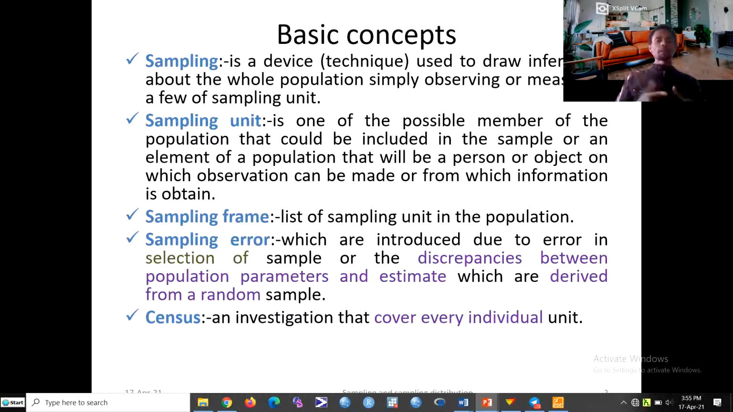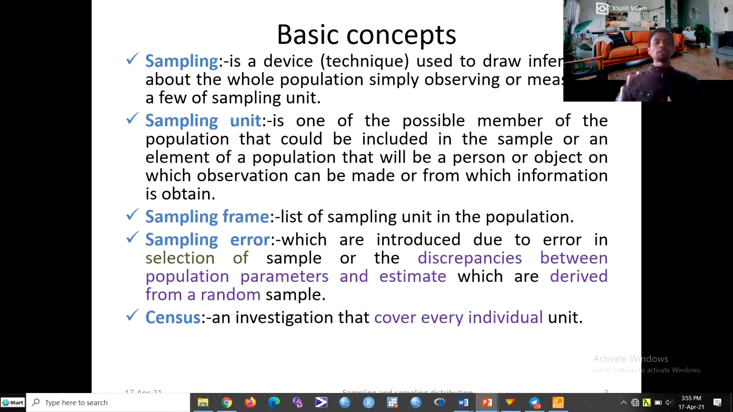Another thing we have to cover is sampling error. So sampling error is an error that's introduced due to error in selection of the sample, or in terms of measurement, that's the distance between the population parameter and an estimate which is derived from the random sample.